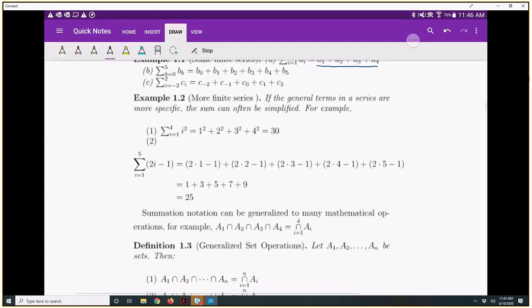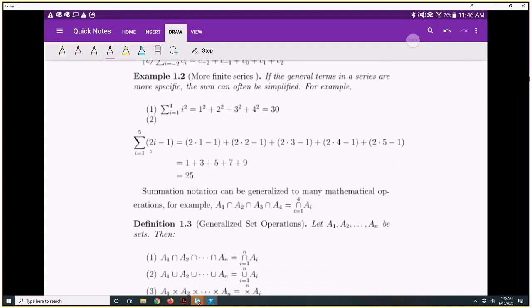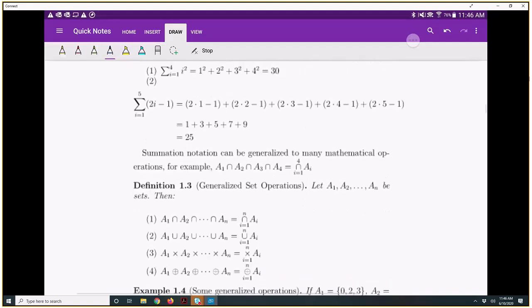Here is another example. The general term is 2i minus 1, and i is being summed from 1 to 5, so that's 2 times 1 minus 1, plus 2 times 2 minus 1, plus 2 times 3 minus 1, plus 2 times 4 minus 1, plus 2 times 5 minus 1. When you simplify these, you get that the first term is 1, the second term is 3, the third term is 5, the fourth term is 7, the fifth term is 9, so altogether the sum is 25.